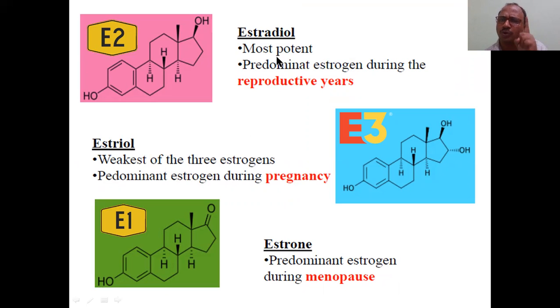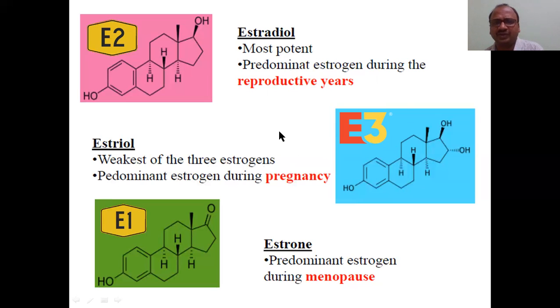Estradiol is the most potent, a very important point. V stands for victory, like that you can remember: 2, 2, V. It is the predominant estrogen during the reproductive years especially. And estriol is the weakest of the 3 estrogens. That is also a very important point, and it has appeared a number of times. The weakest estrogen is 3, very weak. 3 also looks like a reverse of an E.